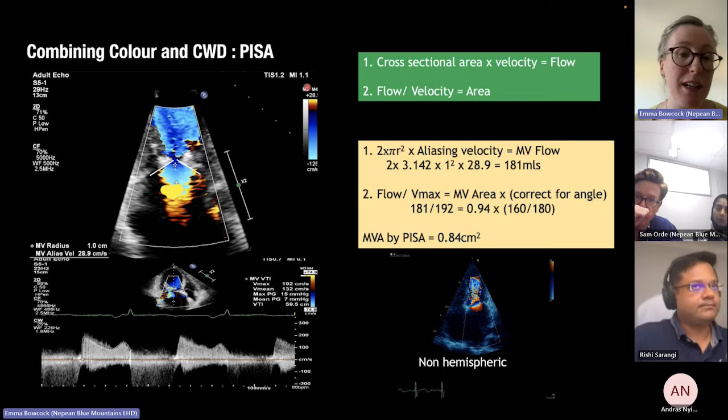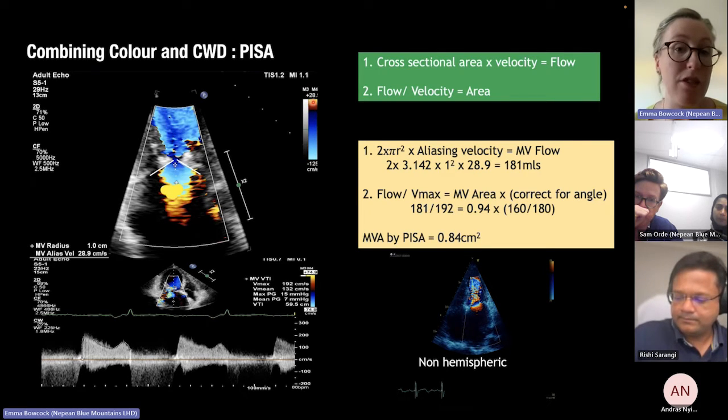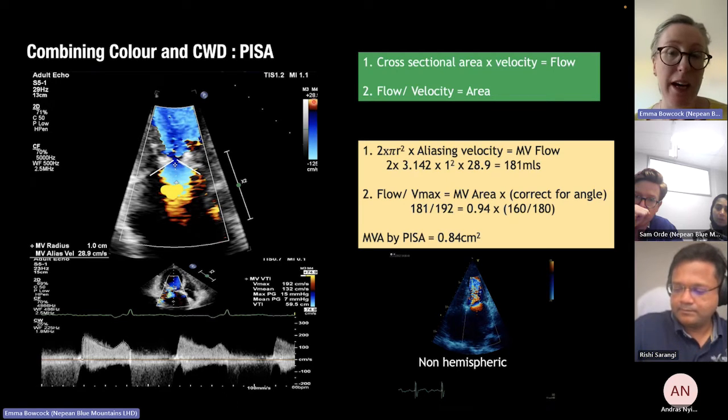So you bring down the baseline in the direction of the stenotic jet. This patient's has been brought down to 28, so their velocity is 28, and these are the two equations that you need to know for PISA, right? It's really quite straightforward kind of, but there's lots of caveats with it.